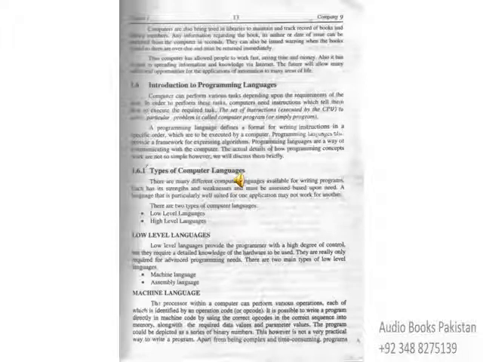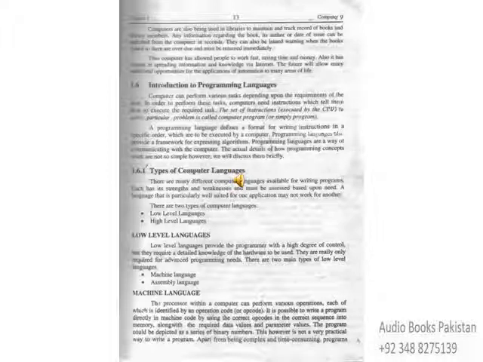1.6.1 Types of computer languages. There are many different computer languages available for writing programs. Each has its strengths and weaknesses and must be assessed based upon need. A language that is particularly well suited for one application may not work for another. There are two types of computer languages: low-level languages and high-level languages.